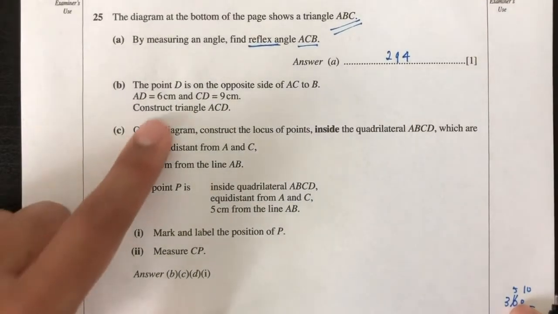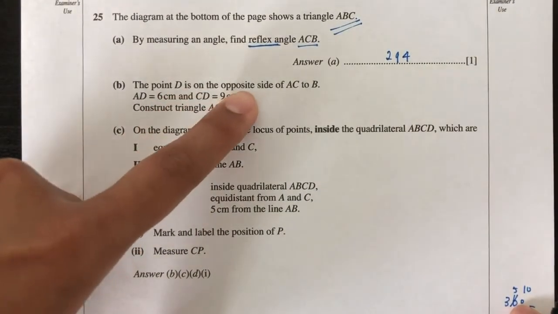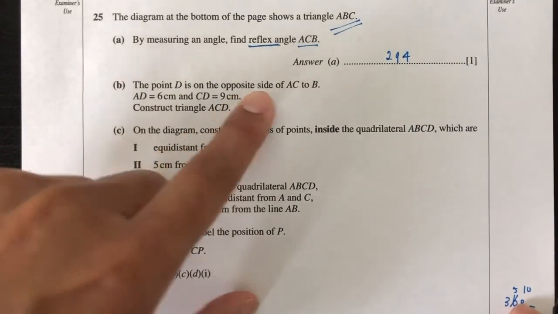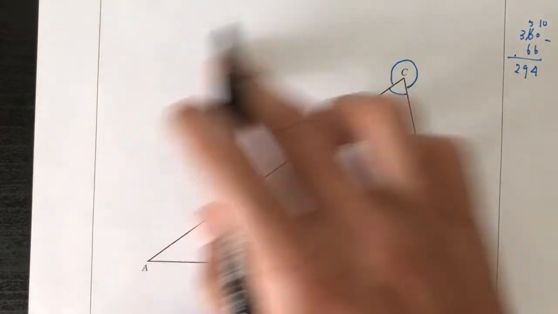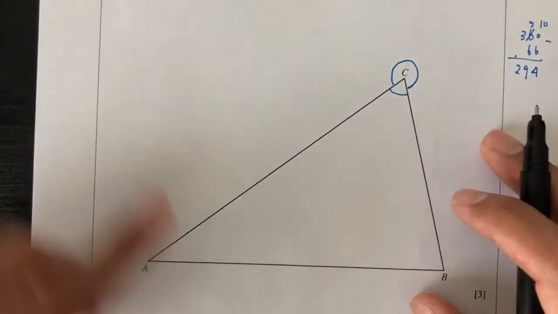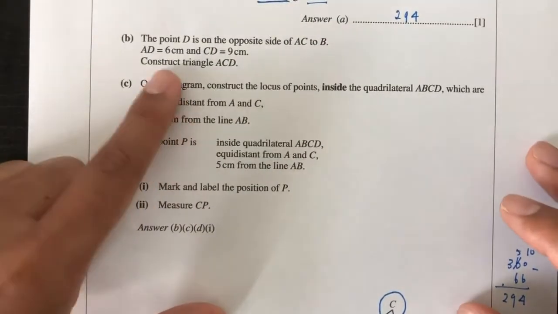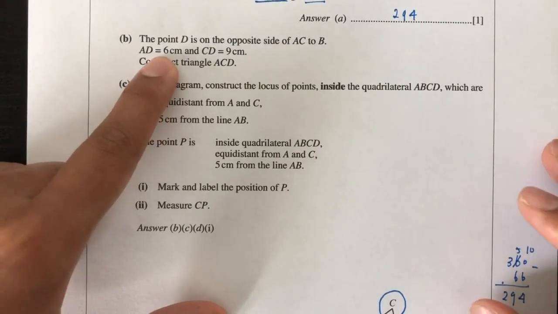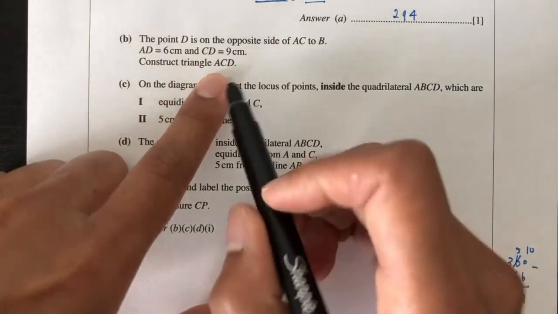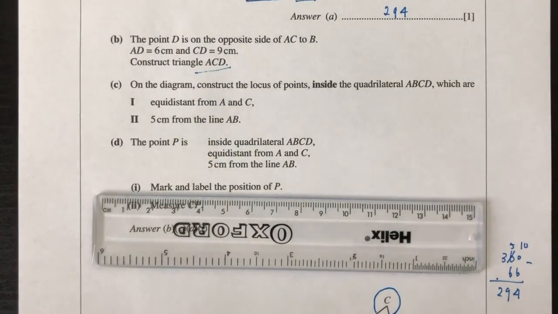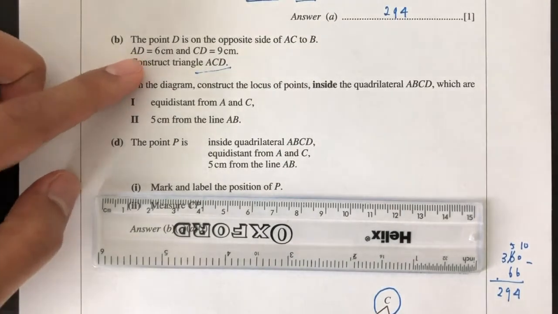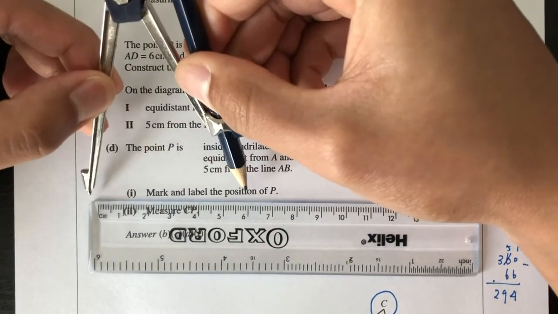Now for part B, the point D is on the opposite side of AC to B. It means that D is on this side, right? So we have to find the point D. It says AD is equal to 6, CD equal to 9. Find this one. Pretty easy. You have to use your ruler first to measure the length. The first line is AD equal to 6, so you can measure 6.